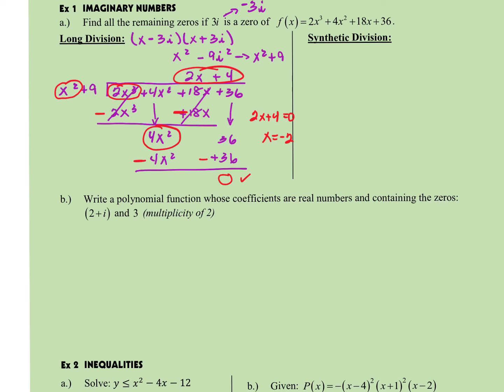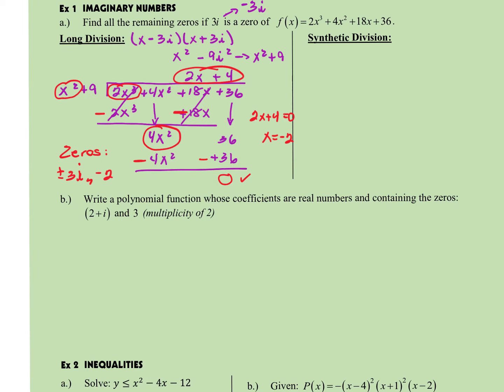So if it asked you to list all of your zeros, if it asked you to list them all, you would say plus and minus 3i, and then of course we would say negative 2. Now remember, typically these would not factor by grouping from the beginning, so this would be your choice.